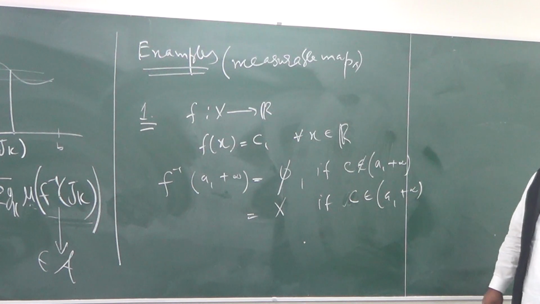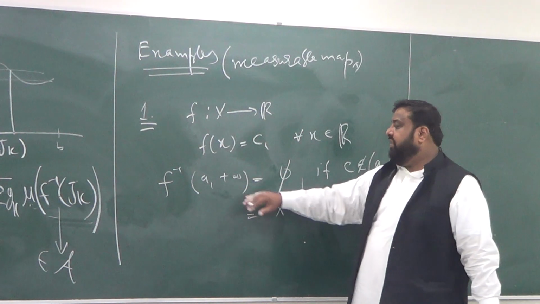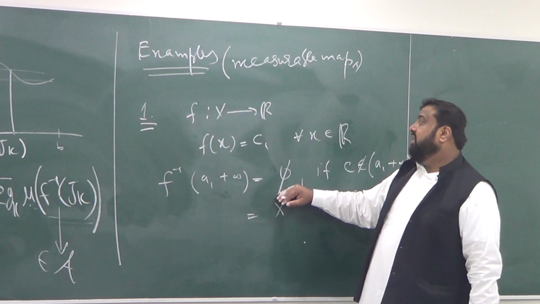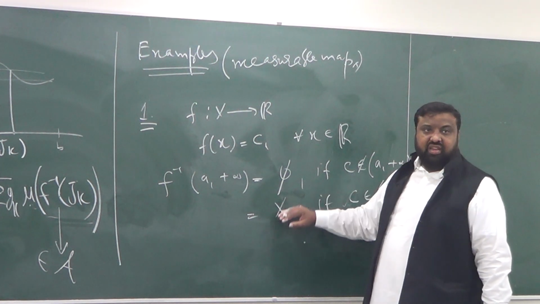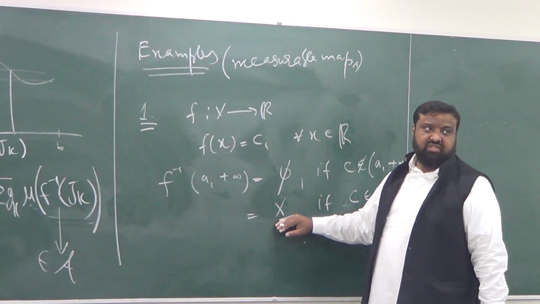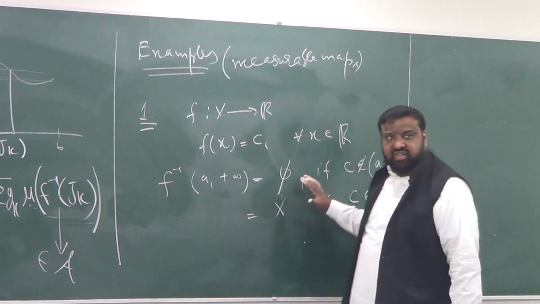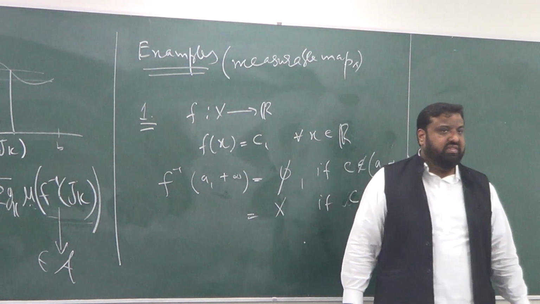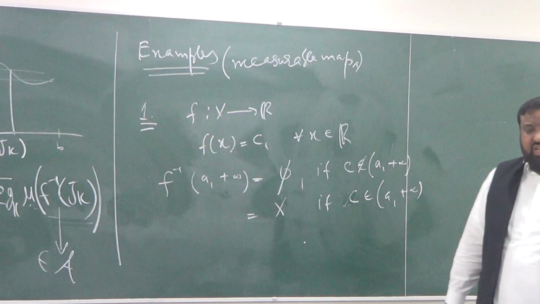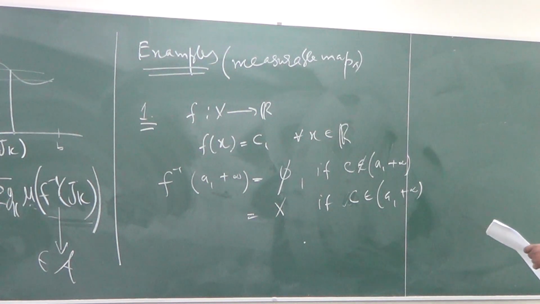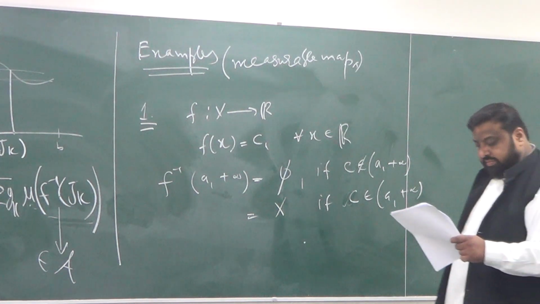Now what follows from here? If f inverse of a to infinity is empty, it's in A. If it is x, it's in A as well. So every constant function you define on a measurable space is measurable.